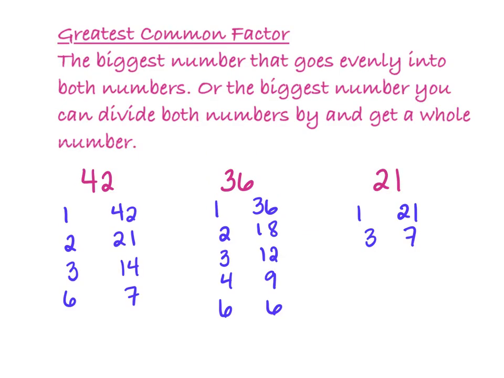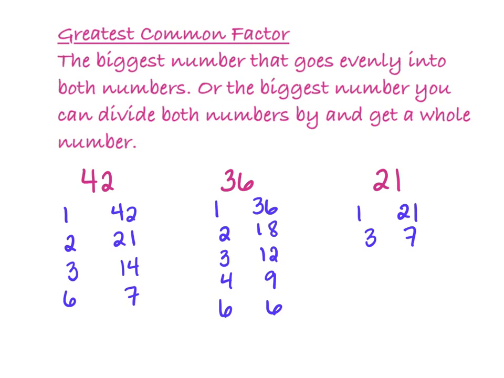All right, so now that we know how to find the factors, I have listed 42, 36, and 21. We're going to use our factors there to find what's called the greatest common factor. And the greatest common factor is the biggest number that goes evenly into both, or in this case, all three numbers. In other words, it's the biggest number you can divide them by and still get a whole number.